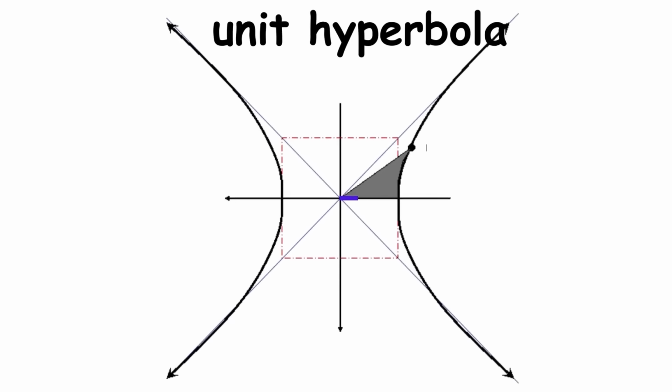If you draw a line segment from the center to a point on the right half of the unit hyperbola, then the signed area bounded by the line segment, the hyperbola, and the x-axis is denoted by a divided by 2. Signed area means that, if the area is below the x-axis, it's counted as negative.